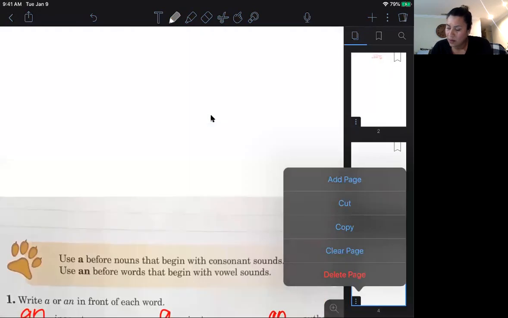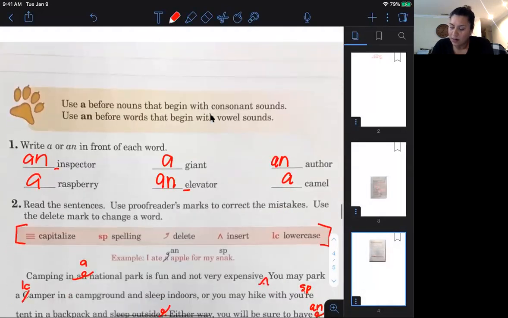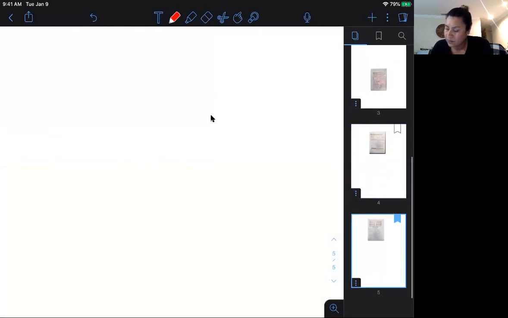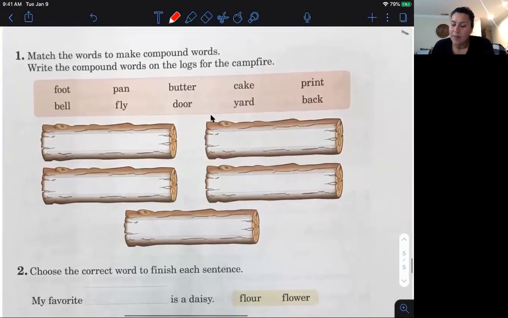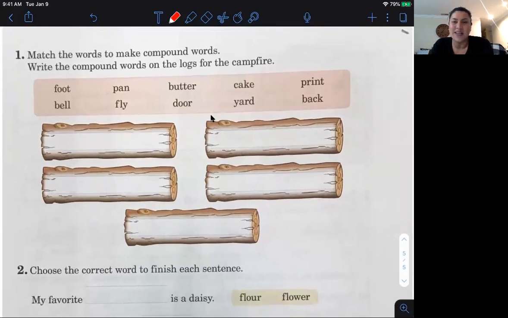Let me move on to the back here. Let's see. Here we go. Match the words to make compound words. Oh, we can do that easy peasy. Let's see. Foot. And what word goes with foot to make a compound word? Foot pan, foot butter, foot cake, footprint, footprint. That makes sense. All right, next.